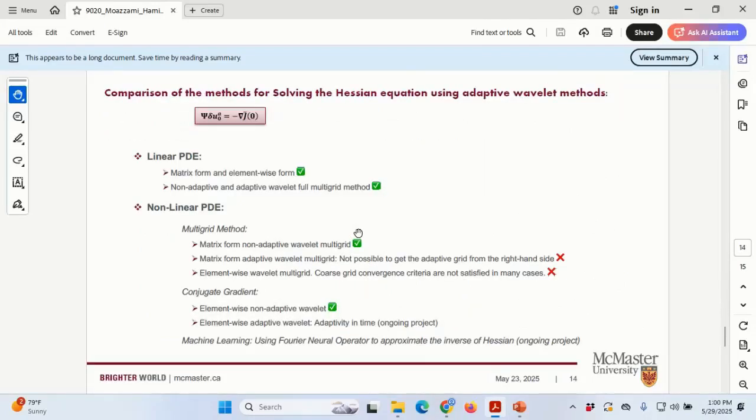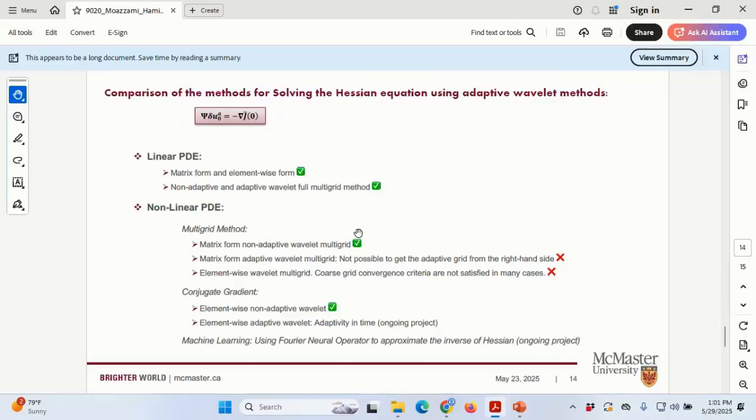And here is a comparison of all the techniques that we used. For the linear version, when the PDE is linear, almost everything works. In the nonlinear PDE, when we're solving the incremental 4D-Var, there are some challenges, especially in the multigrid case, where we want to solve the problem in matrix form. As I mentioned, we cannot simply find the adaptive grid from the right-hand side, and we need to solve it element-wise and update the adaptive grid in time. For conjugate gradient, I already showed you the non-adaptive results, and this adaptivity in time is an ongoing project, and hopefully soon I can finalize that part.